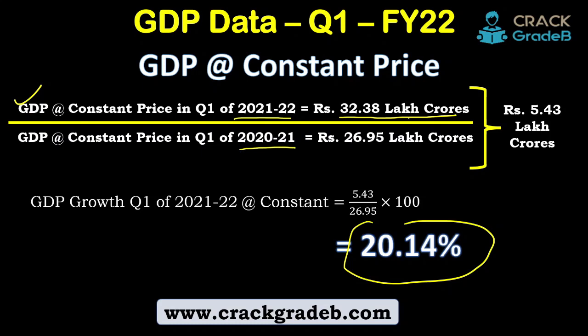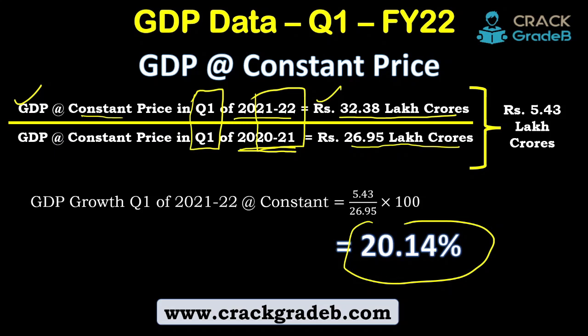So if you want to measure the growth, you need some data to compare against. We calculate the growth using the data of the previous year for the same quarter. Quarter 1 is compared to quarter 1 of the previous year. This is 2021-22. So at present the data is rupees 32.38 lakh crore, at constant price. And previously it was 26.95 lakh crore.